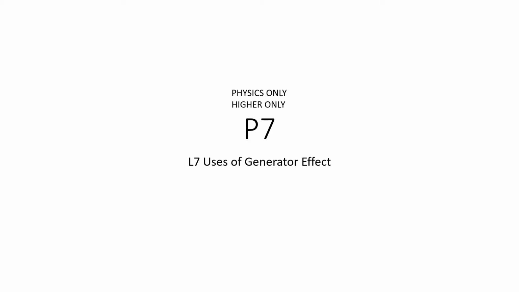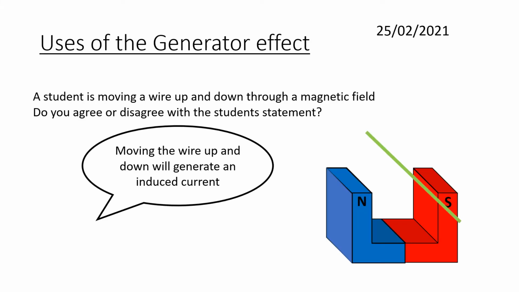This is a GCSE physics presentation looking at the uses of the generator effect in terms of alternators and dynamos. To get started, a student is moving a wire up and down through a magnetic field. Do you agree or disagree with the student's statement that moving the wire up and down will generate an induced current? Pause the presentation, spend 2 minutes, come up with an answer, and then restart whenever you're ready.